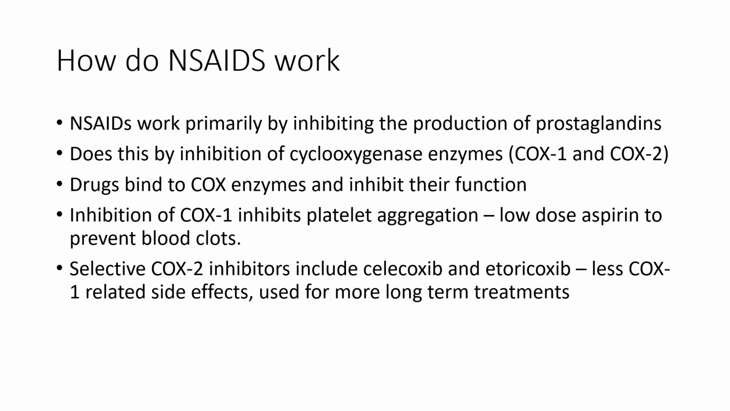Now, this conversion from arachidonic acid to prostaglandins is a result of the cyclooxygenase enzymes, COX-1 and COX-2. Drugs bind to COX enzymes and inhibit their function, and therefore there's less of these prostaglandins released. The inhibition of cyclooxygenase 1 also inhibits platelet aggregation, which is why low doses of aspirin are used chronically to prevent blood clots in patients at risk of blood clots.